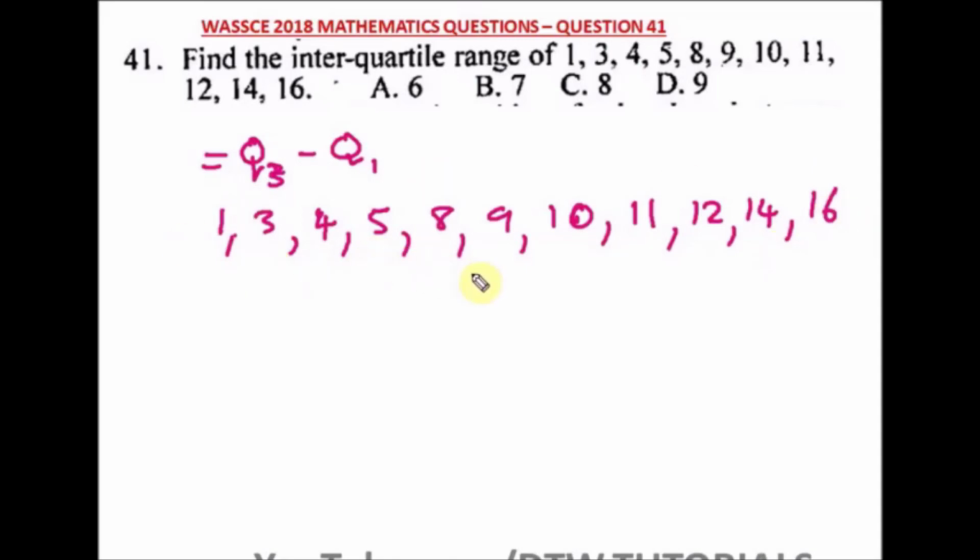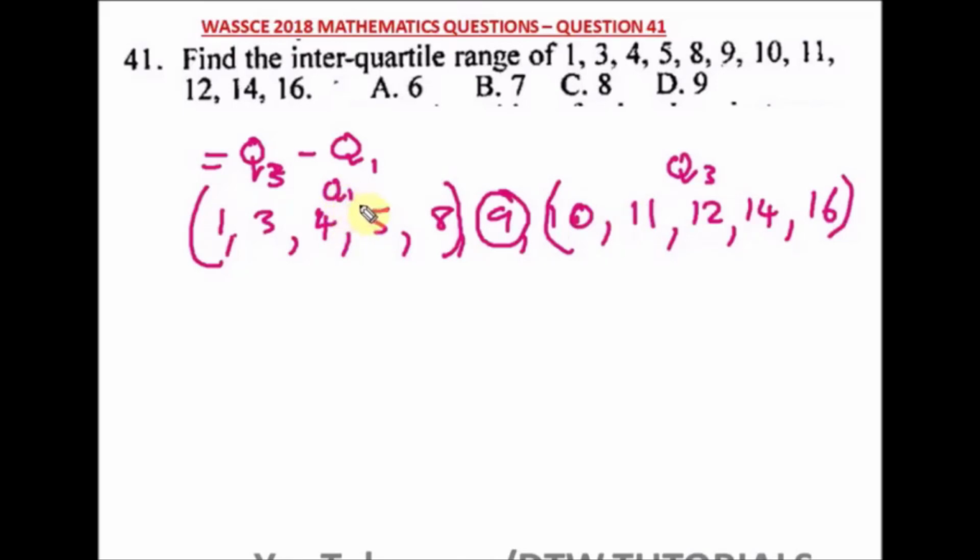The next thing we have to do is find the median of this set of numbers. Remember, to get the median of a set of numbers is the middle number, the number that falls in the middle of the set, which is 9. So we have 5 numbers here and 5 numbers here. So this is our lower quartile, which is Q1, and this is our upper quartile, which is Q3.